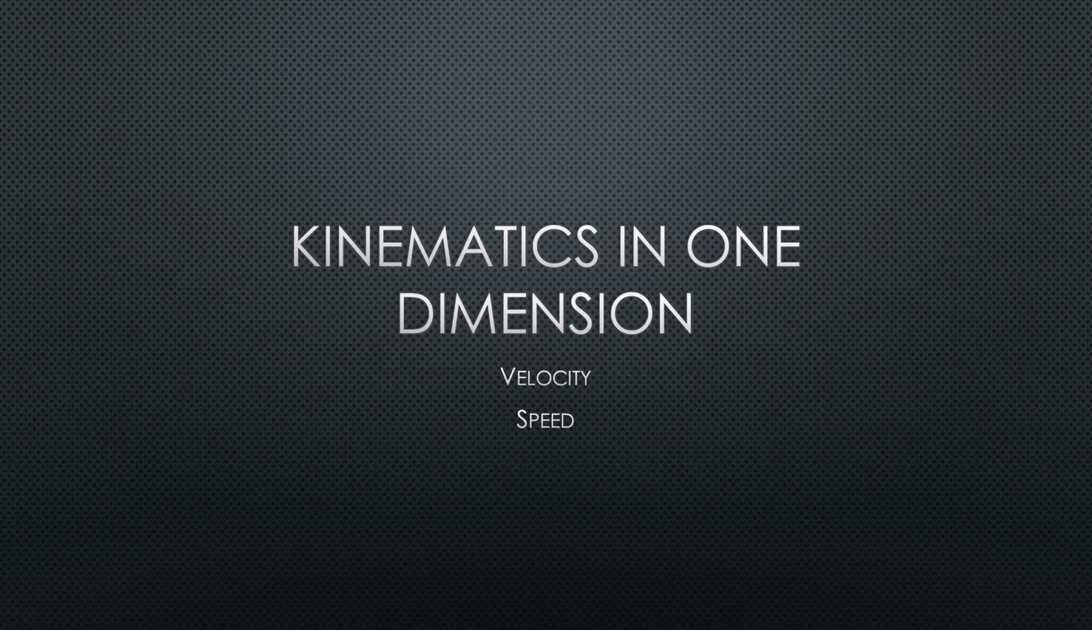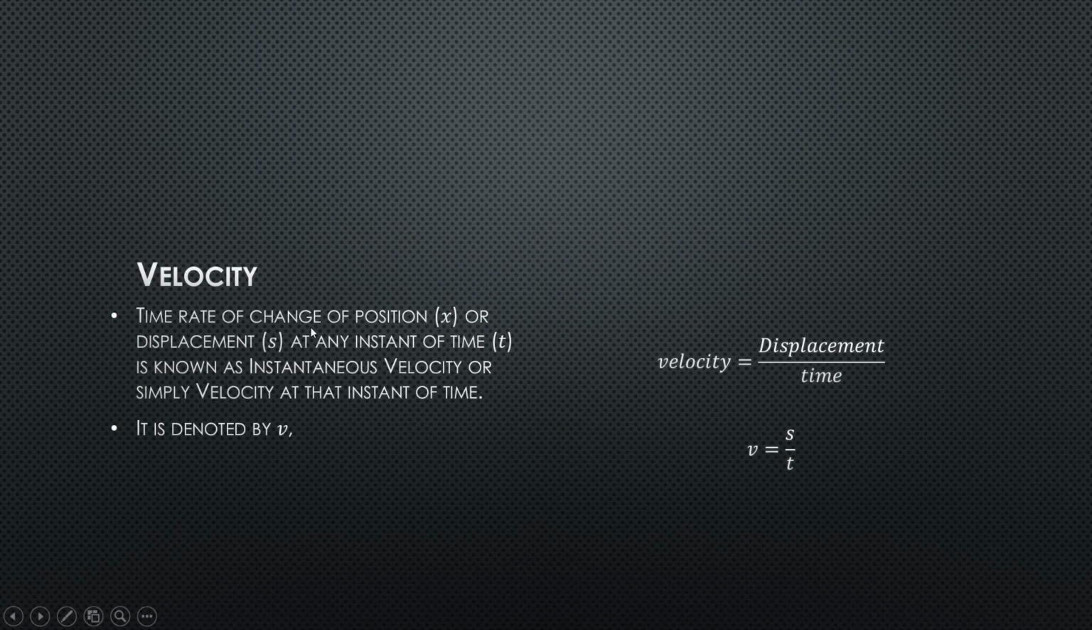So in this video we will be discussing velocity and speed. So what is velocity? Velocity is the time rate of change of position x or displacement s at an instant of time t. It is known as instantaneous velocity, or simply velocity at that instant of time. It is denoted by small letter v. Its formula: velocity is equivalent to displacement all over time.